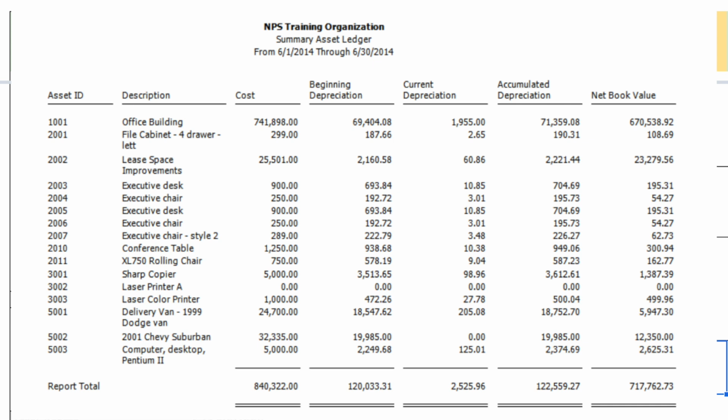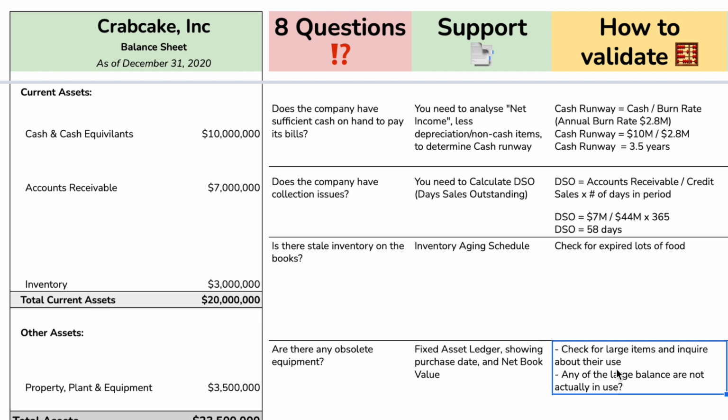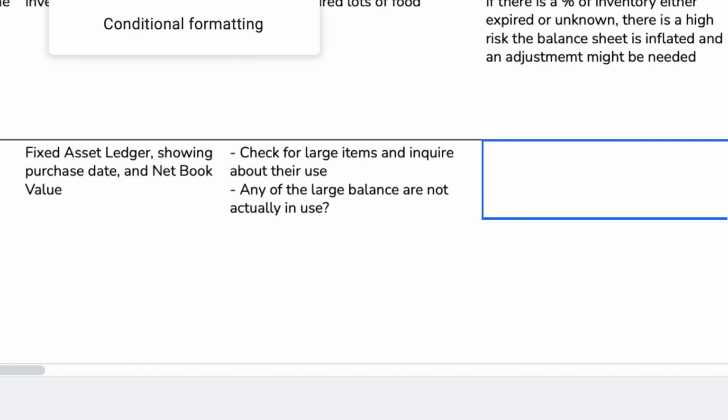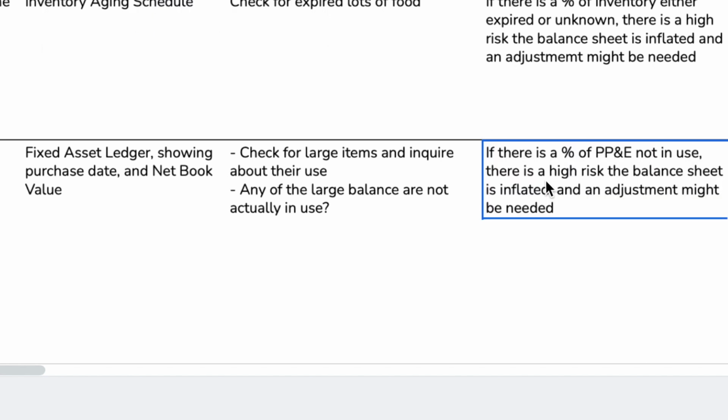You can ask questions like checking for large items and inquiring whether they are in use or there is no intention to use them in the future, which will render them obsolete. And so are there any large balances that are not being used by the company? And the conclusion on that, if you find any big balances, any percentage of PP&E that is not in use and might be rendered obsolete, there is a high risk that the balance sheet is inflated and an adjustment might need to be made to bring the balance down to the correct amount.